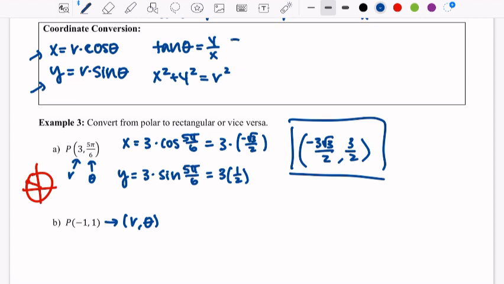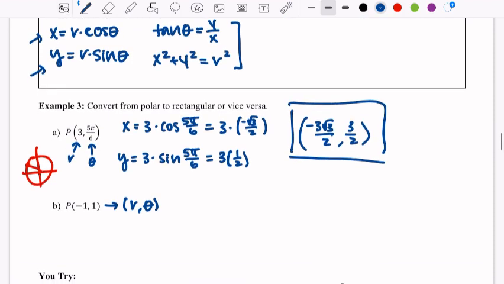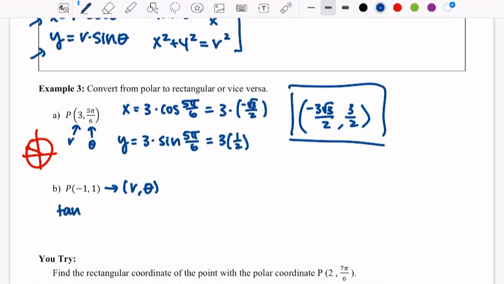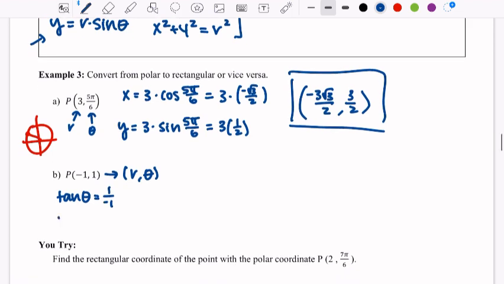So let's go over to maybe these equations, where we have the x and the y, and there's only one other variable left over. To get our theta, let's use tangent of theta equals y over x. So it's going to be 1 over negative 1. We are looking at tangent of theta equals negative 1. Now we need to get theta by itself, so I'm going to take inverse tangent of both sides. That gives me theta equals tangent inverse of negative 1.